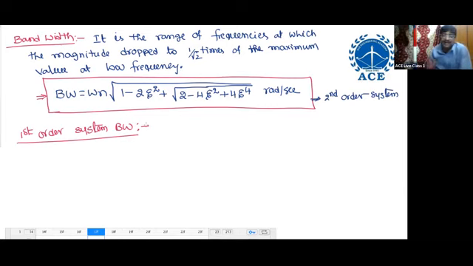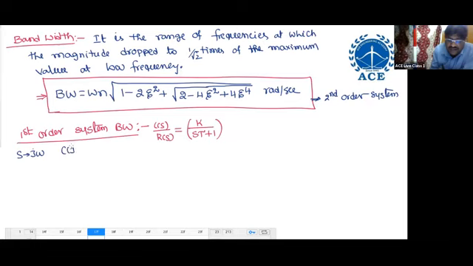Bandwidth is the frequency where the magnitude equals 1 by root 2. If you do that, you will get the answer. For example, I will take a first order system: C of S by R of S equal to K by S tau plus 1. It is a first order system. S is replaced by J omega.